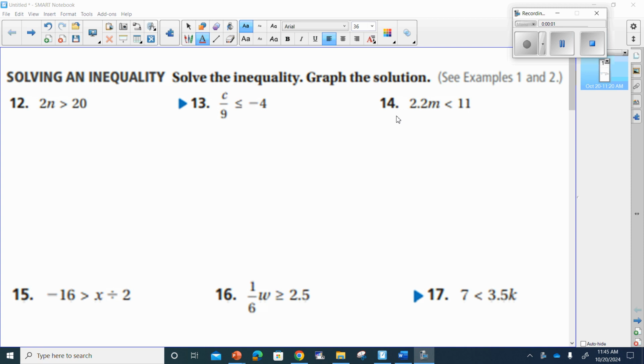I got this homework. The first one says you've got the even ones first. I do the odd ones, so let's start there. Solve the inequality, graph the solution.